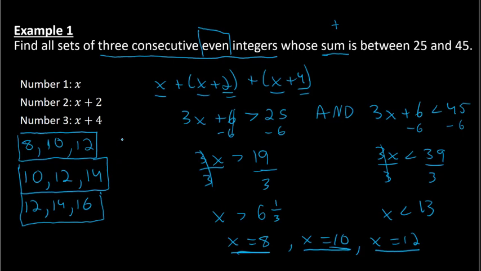And if I wanted, I could double check to see if the sum is between 25 and 45. If I do 8 plus 10 plus 12, I get 30, which would be between. 10 plus 12 plus 14 would be 36, which would also be between. And then 12 plus 14 plus 16 would be 42, which is also between 25 and 45. So these three sets of numbers do work, which means this is the correct answer.